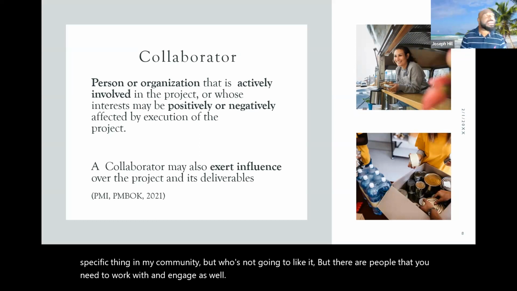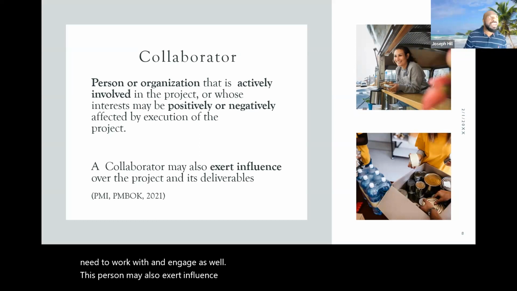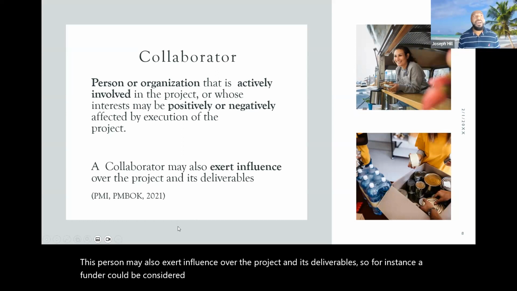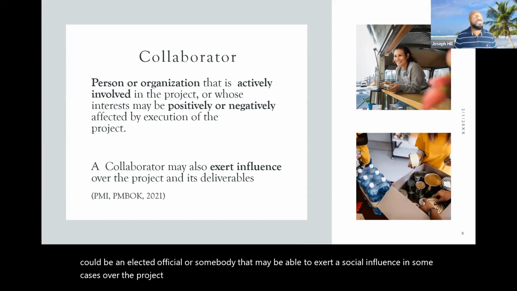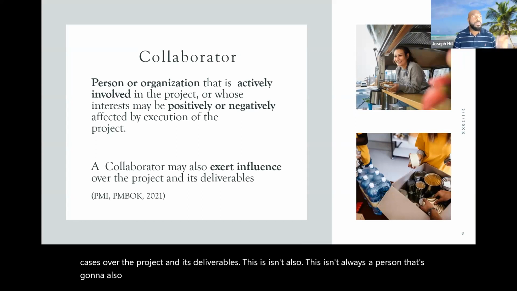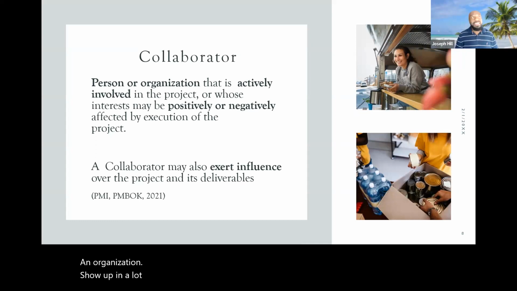This person may also exert influence over the project and its deliverables. So for instance, a funder could be considered that person. Sometimes it may not directly be a funder, but it could be an elected official or somebody that may be able to exert social influence in some cases over the project and its deliverables. This isn't always a person. This can also be a group of individuals, an organization. It can show up in a lot of different ways. And that's the key thing to understand.